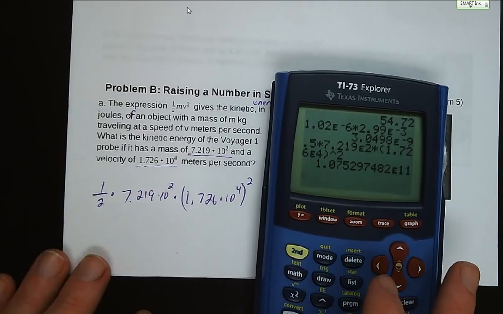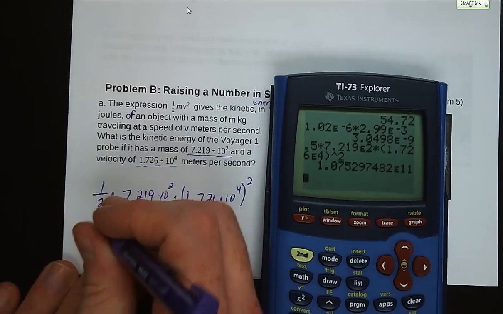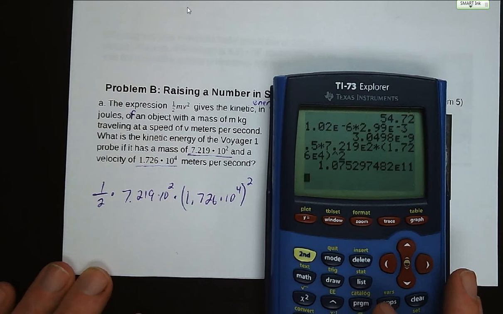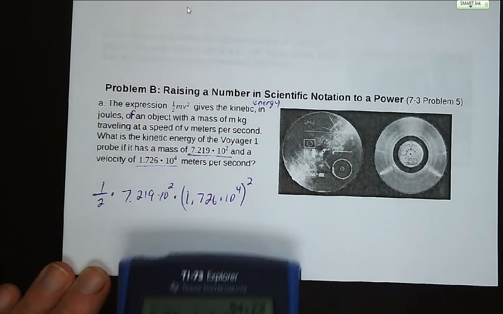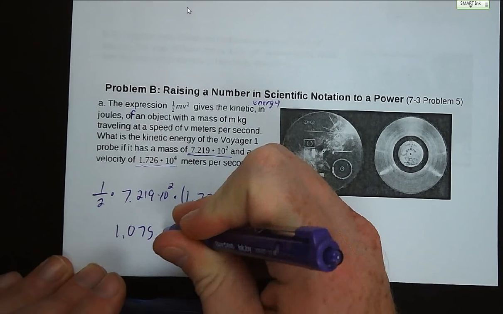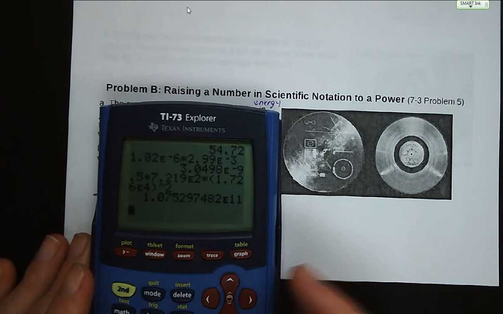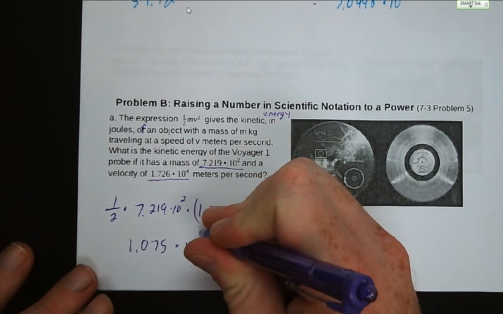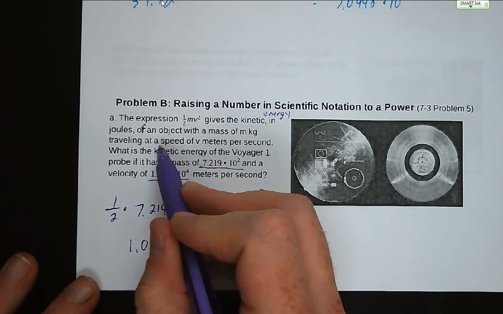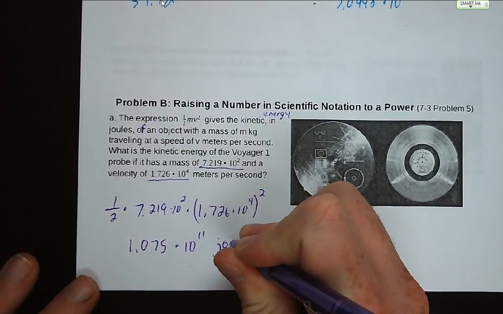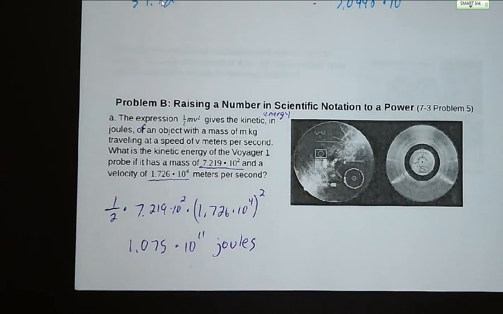So when we get big, ugly numbers like this, we're just going to round them off. So I see 1.075, so I'm going to start with that. 1.075 times 10 to the 11th power. And we said kinetic energy is being measured in joules. So it is 1.075 times 10 to the 11th joules.